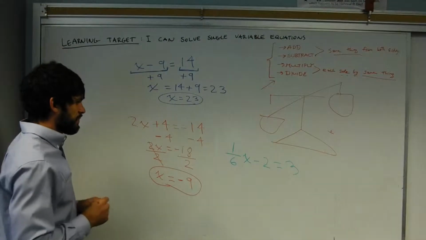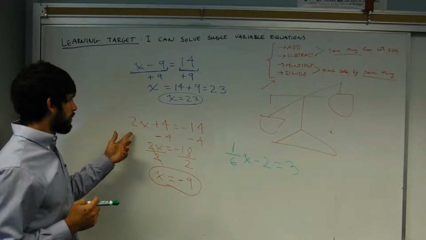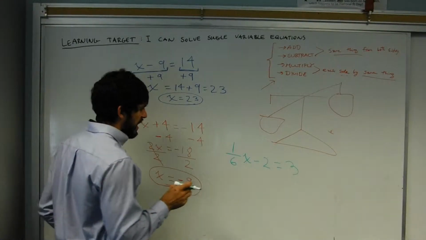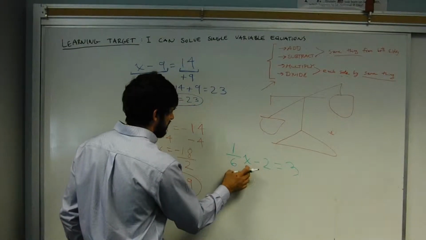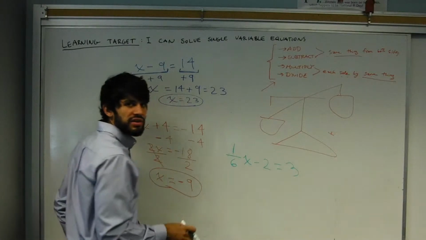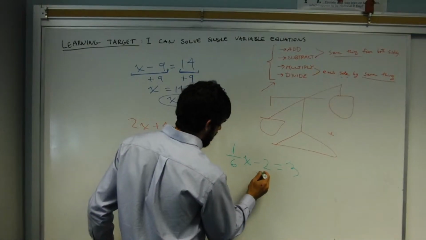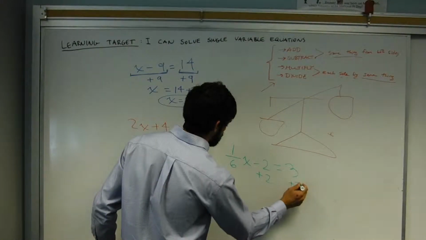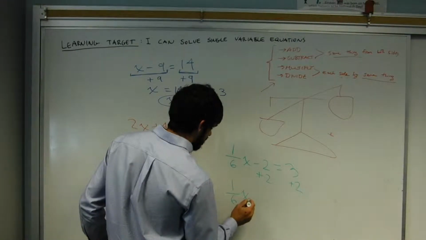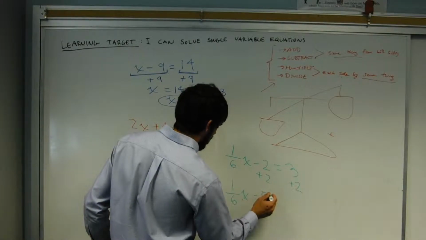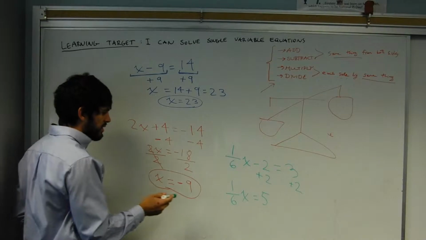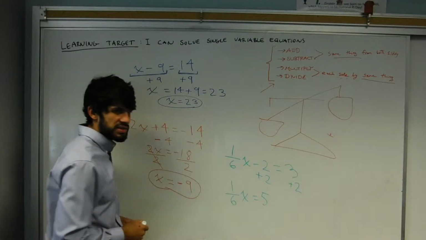So in this case, the problem looks pretty similar to the last one, in that in our first step, we want to get this term with the x on one side, we want to get both of these numbers on the other side. So we're going to start out by adding 2 to each side. We get 1 over 6x is equal to 5. So now, instead of 2x, we have 1 over 6x.